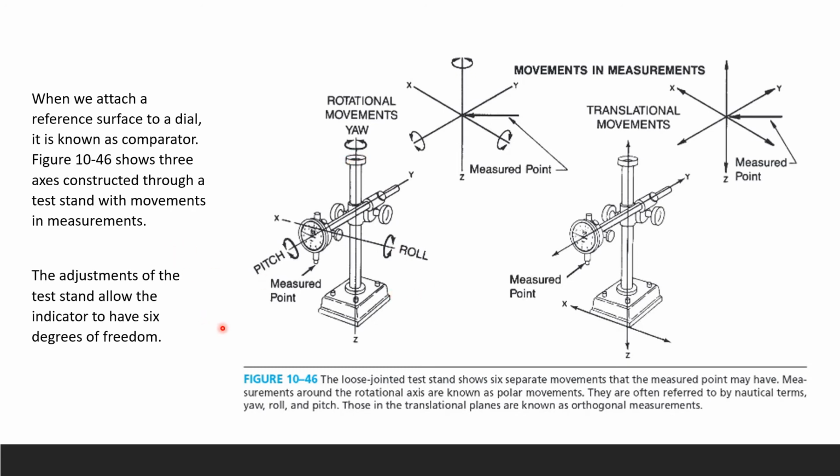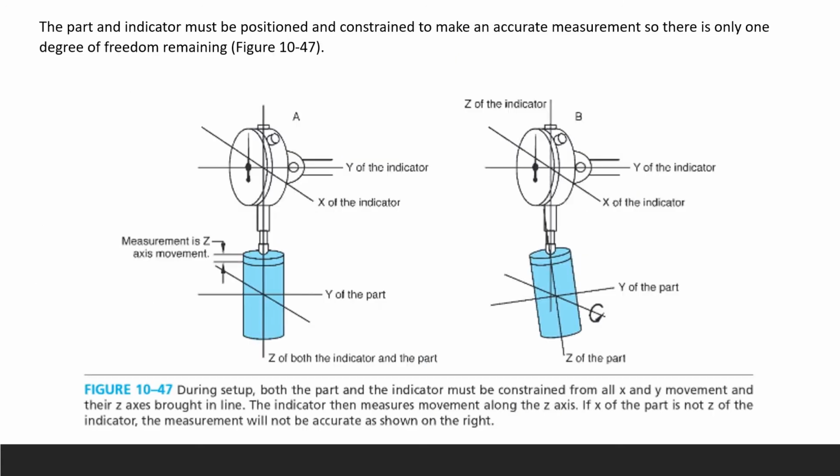So the adjustments of the test stand allow the indicator to have 6 degrees of freedom, because we have 3 axes. The part and the indicator must be positioned, and then you must constrain them to make an accurate measurement. So there's only 1 degree of freedom remaining. That's what you've got to get in your setup.